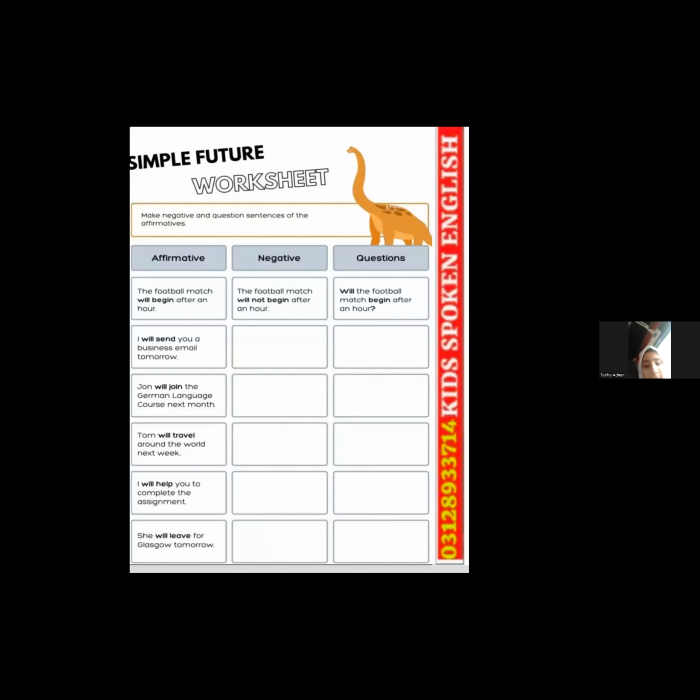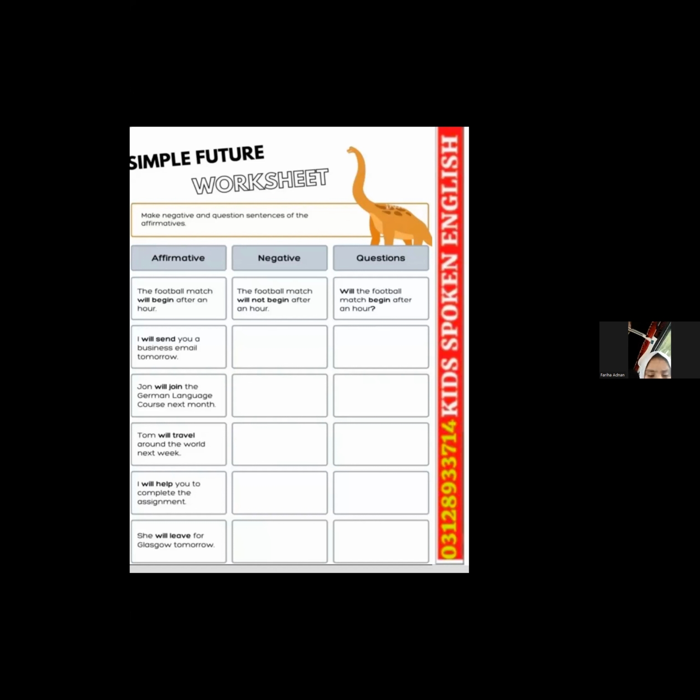I will send you a business email tomorrow. I will not send you a business email tomorrow. Will I send you a business email tomorrow? Perfect. Very well done. That's really great, Fariha. Okay, Shariz. Yes, ma'am. Make sentence number two. John will not join the German language course next month. Will John join the German language course next month? Perfect. Really well done, dear.